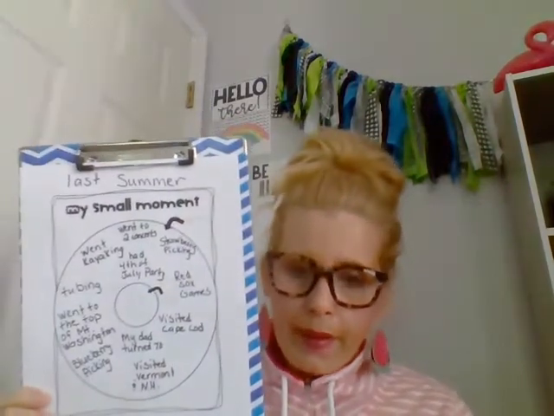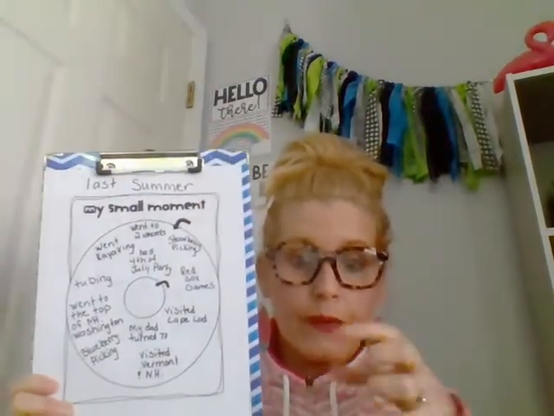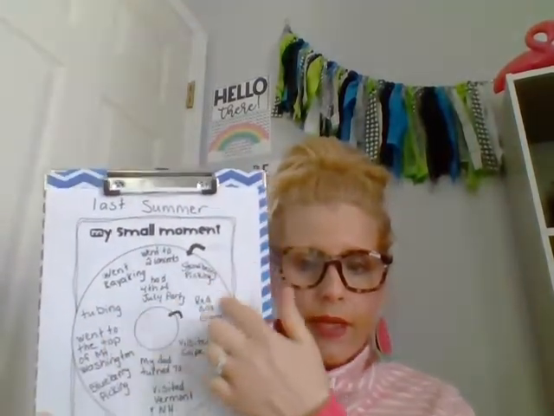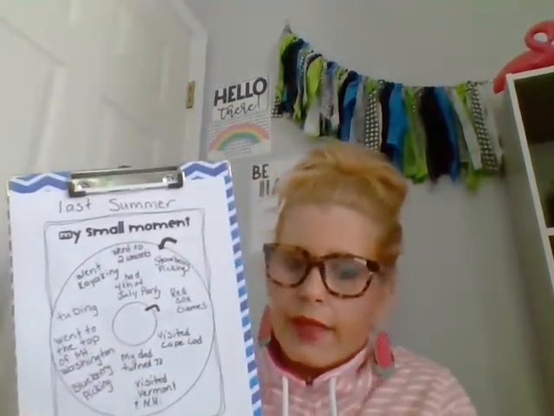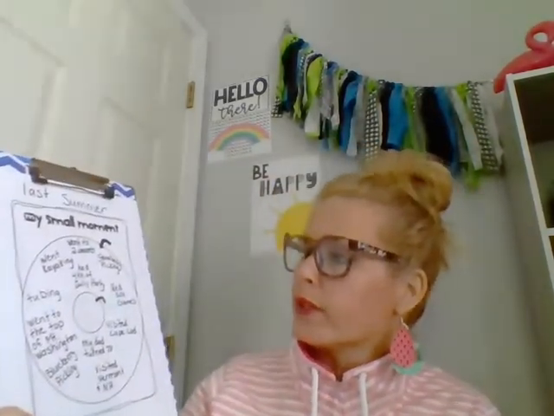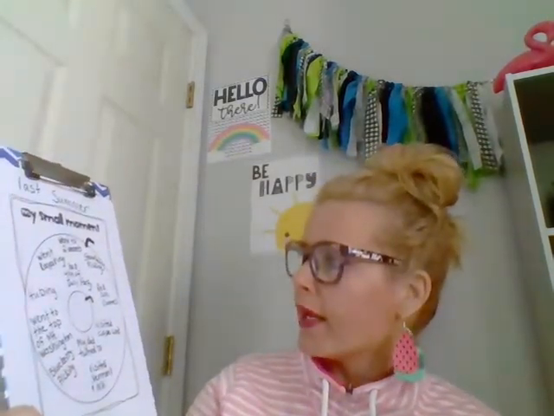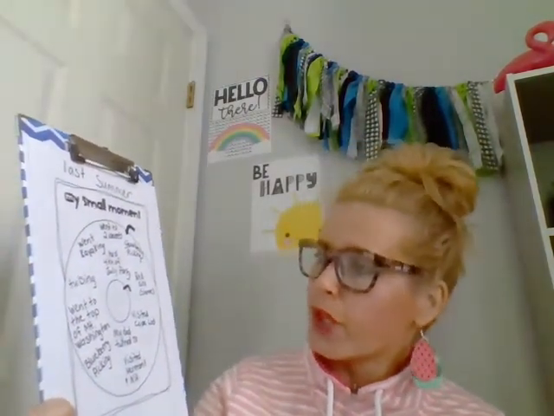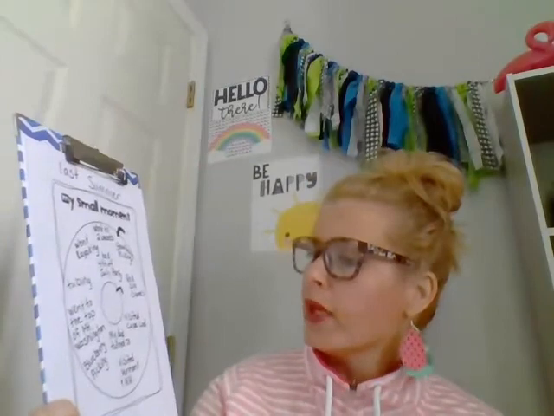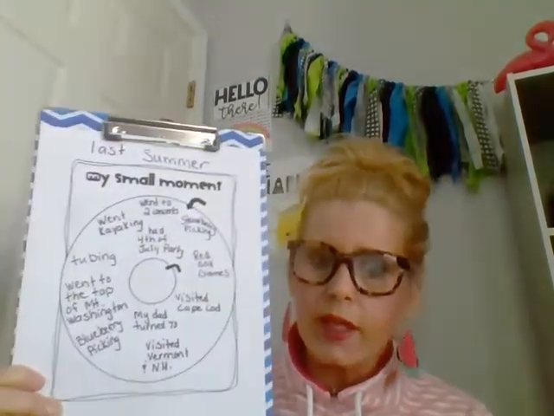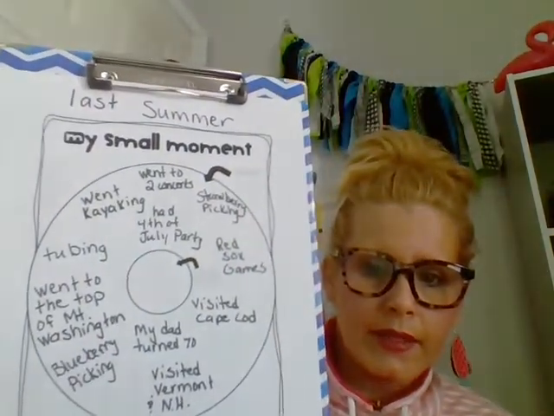At the top, my big topic on my full watermelon would be last summer. And then all of these parts in here could be slices. Those could be all of the ideas that could turn into stories. Some of the things we did: we went to concerts, we went kayaking, we went strawberry picking, blueberry picking. We visited Cape Cod, Vermont, New Hampshire. I went tubing for the first time. We went to Red Sox games. I went to the top of Mount Washington in a train. We did a lot of amazing things, and here are my ideas.